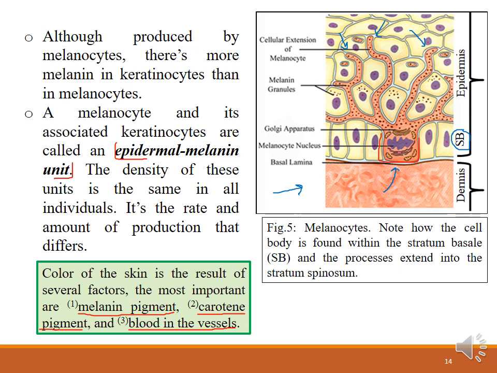How much blood is found in these vessels also determines the color of the skin. What is the state of oxygenation of the blood in these vessels? As you know, the color of oxygenated blood differs from the color of deoxygenated blood. So all these factors play a role in determining the color of the skin.